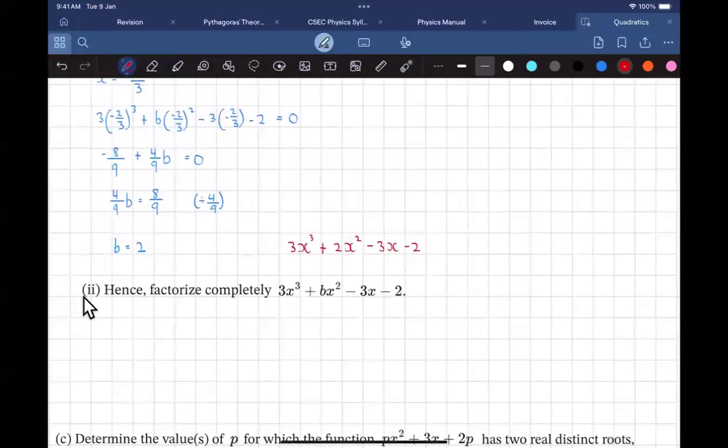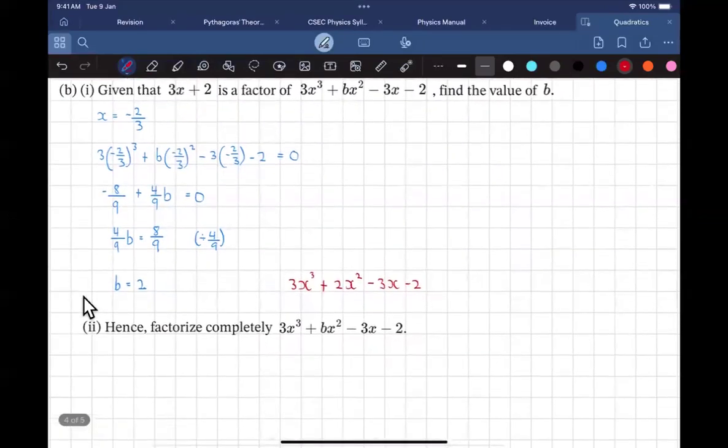You would do division, yes, you have to do division. But now you're replacing the bx squared with 2. So I have that here, and I'm going to divide this thing by 3x plus 2. Right. 3x cubed plus 2x squared minus 3x minus 2.